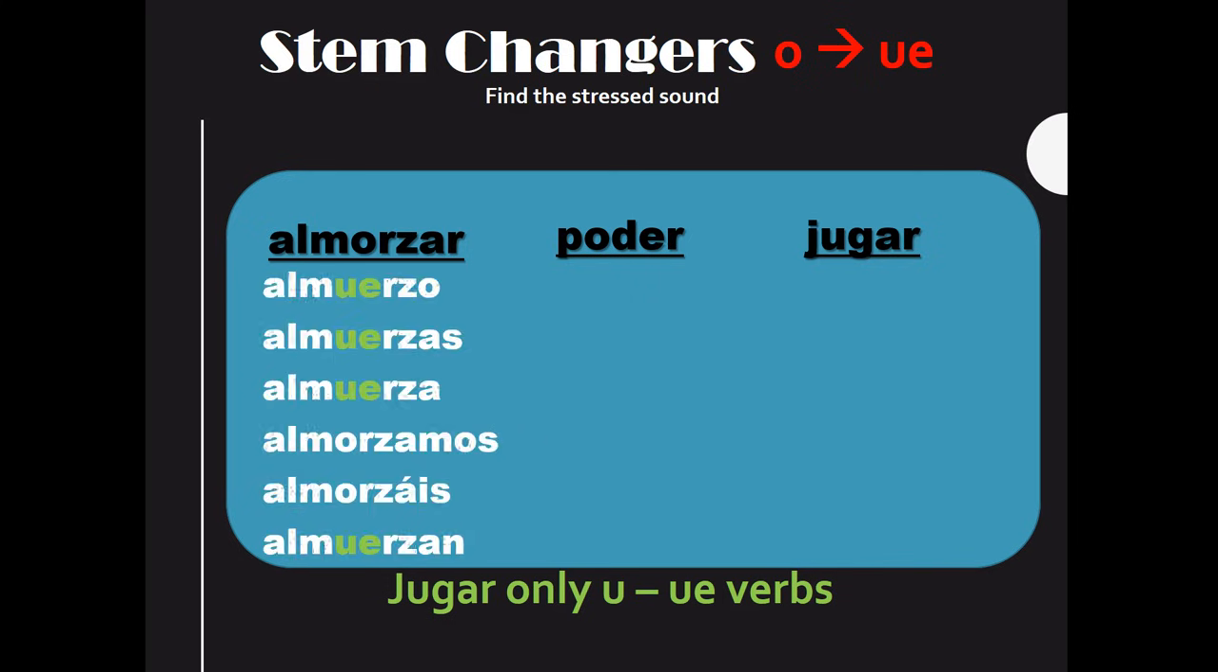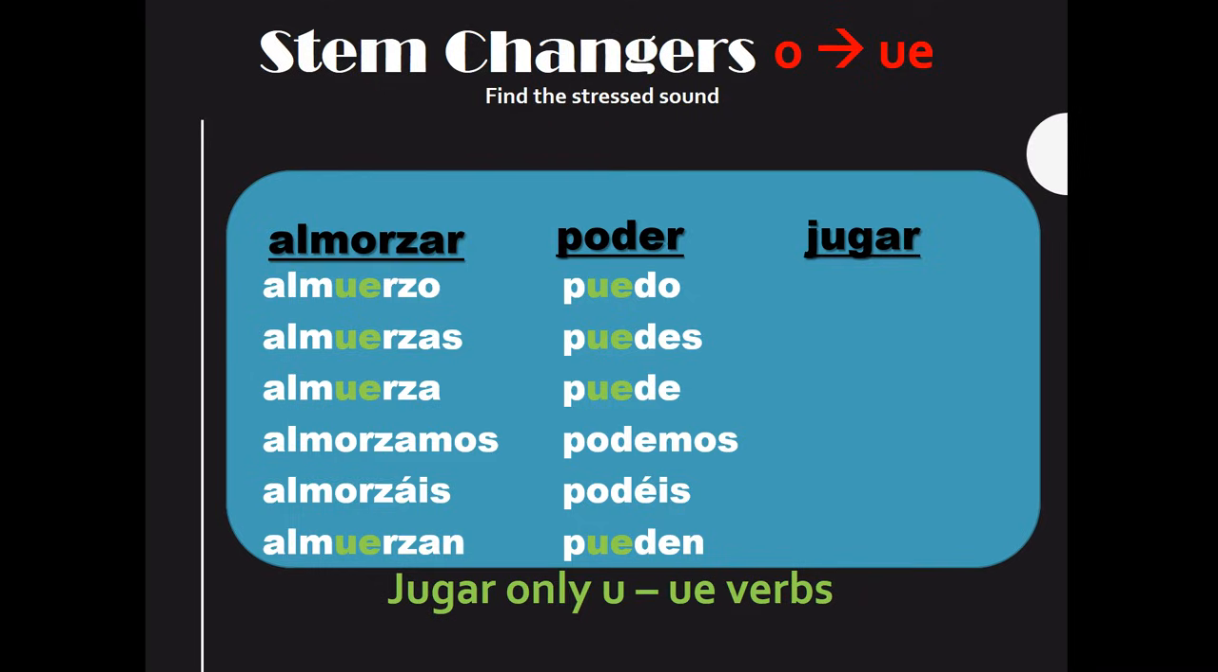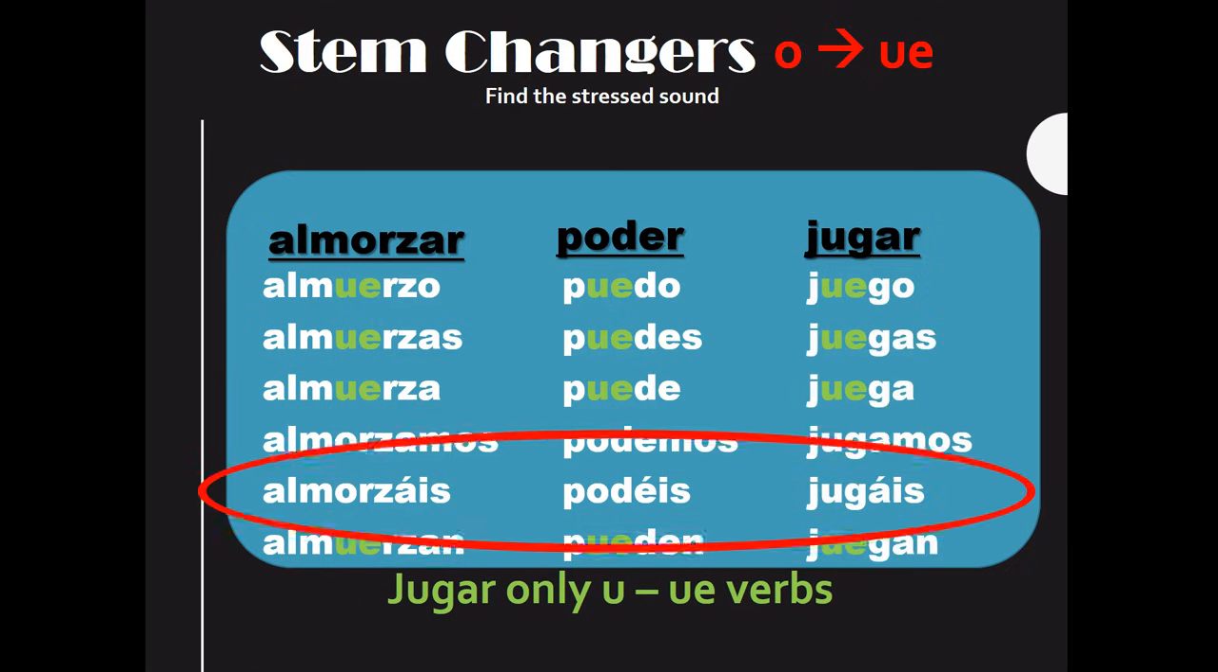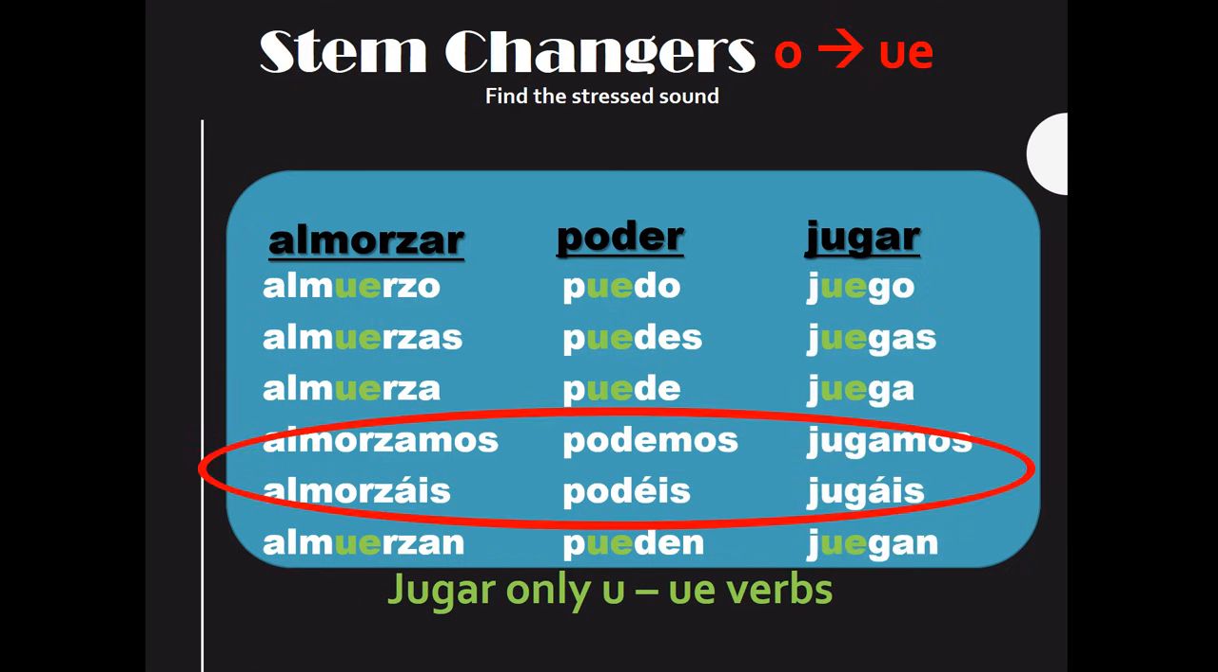So, we have to eat breakfast, to be able to, or can, as in can I go somewhere to the bathroom, and to play. Again, nosotros no, and vosotros, of course.